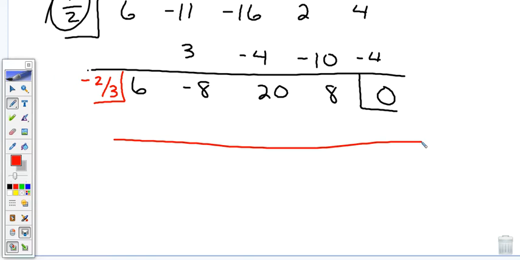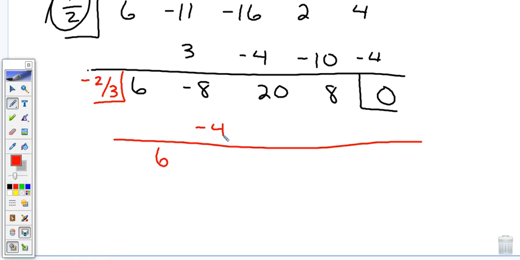I'm going to bring this 6 down now from the work that we did up here when our factor was 1/2. Help me with the math, kids. What's 6 times negative 2/3? What's 6 times negative 2 divided by 3, in other words? Wouldn't 6 times negative 2/3 be negative 4, kids? I mean, think about it. 6 times negative 2 is negative 12. Negative 12 divided by 3 is what? Negative 4, okay?